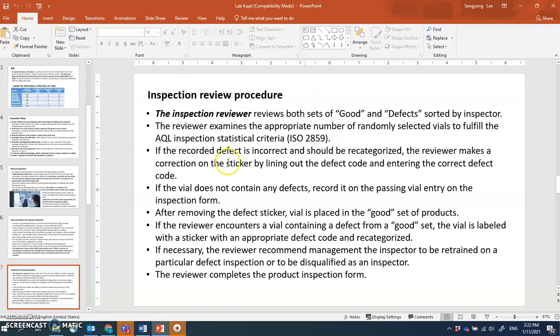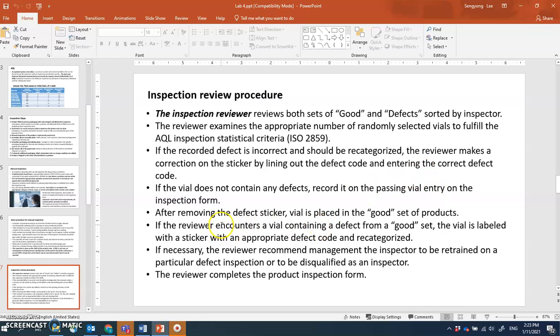If the recorded defect is incorrect and should be recategorized, the reviewer makes a correction. So the secondary inspector has the right to make a correction. The sticker should be removed and redone to categorize correctly. Enter the correct defect code. If the vial does not contain any defect, record it as a passing vial entry in the inspection form. People can make mistakes. That's what it means, so you can correct the mistake once it is made.